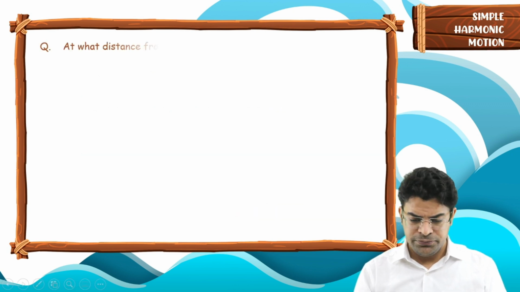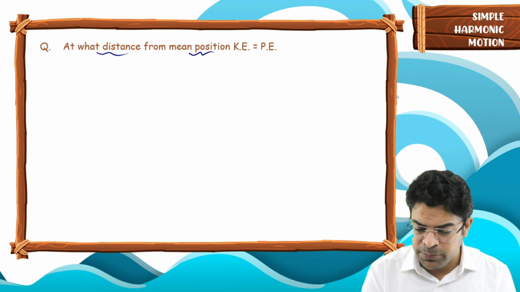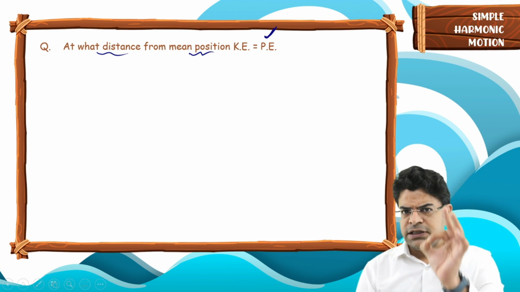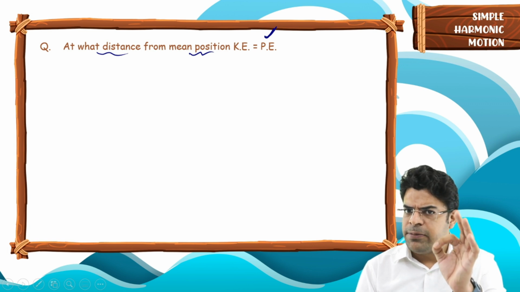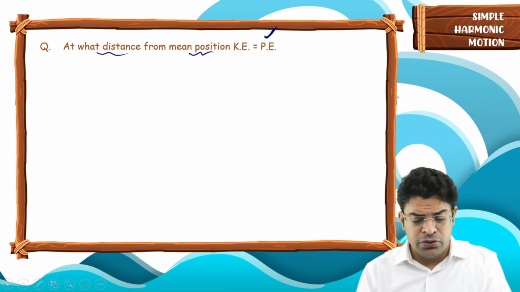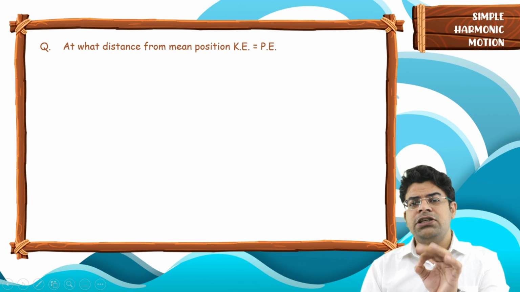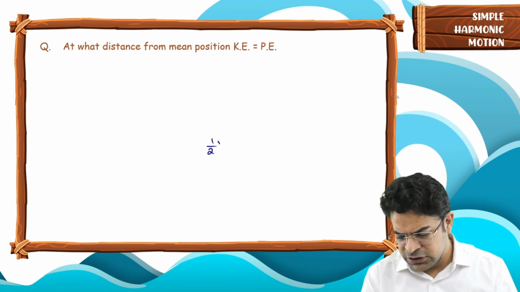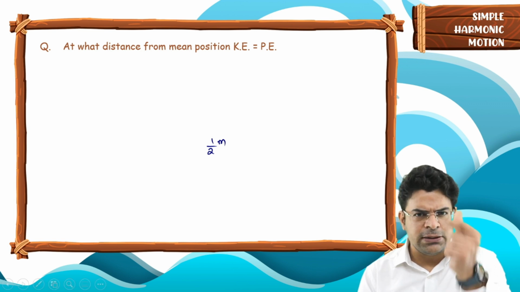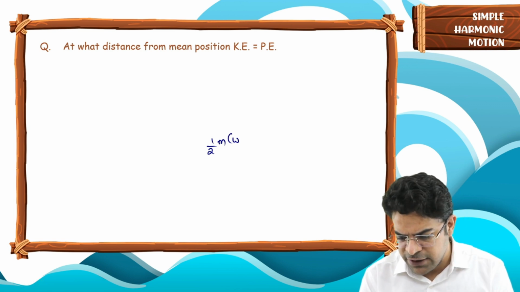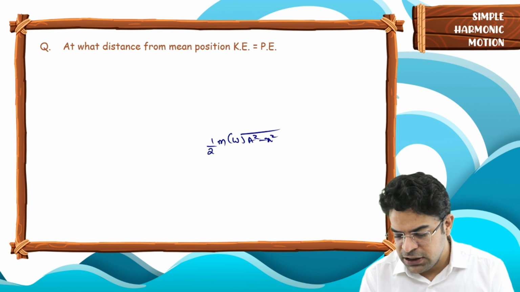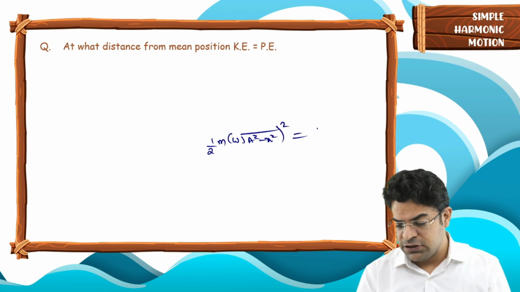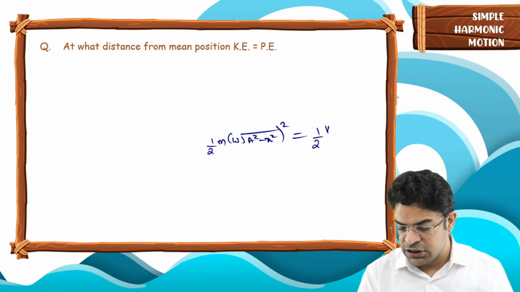So let's move on. At what distance from the mean position is kinetic energy the same as potential energy? So you should know how to write both kinetic energy and potential energy as a function of position. Kinetic energy as a function of position is half m into v square. Just substitute v as a function of position. So that will be omega under root of a square minus x square whole square, equals potential energy as a function of position. Potential energy as a function of position is half kx square.